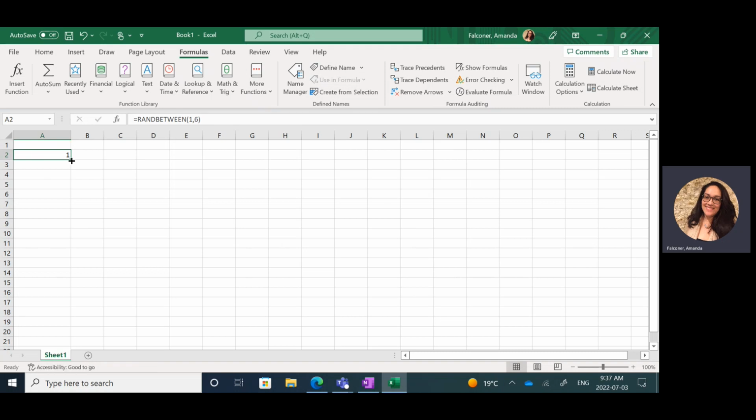And if I just autofill the rest here, so I'm going to take my cursor and just put it on that little green box in the corner. I'm going to drag down, and I want 10 random numbers there. So 4, 2, 4, 6, 5, 3, 1, 3, 5, 4. And I can take this formula and then just copy it and paste it.